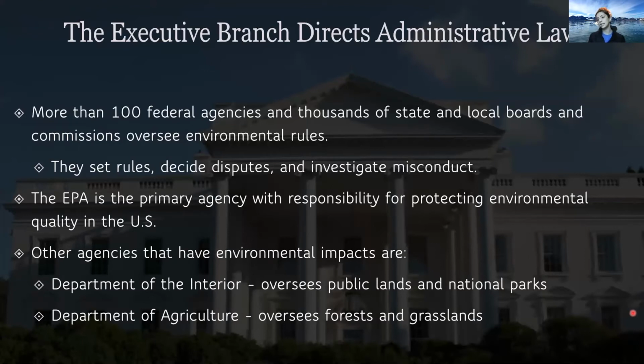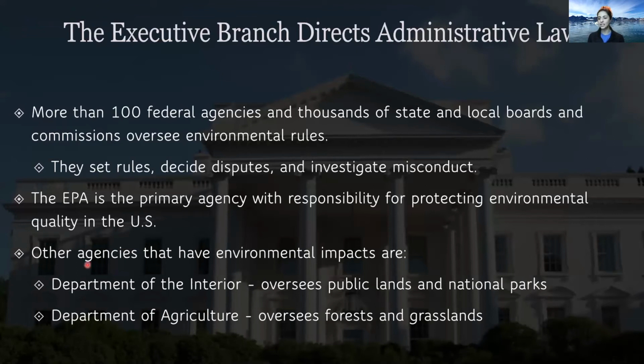We also, in addition to the EPA, have the Department of the Interior, and they oversee public lands and national parks. So when you drive into the Great Smoky Mountains National Park, you might see a little emblem that says Department of the Interior. And that is because the Great Smoky Mountains National Park is a national park and therefore under the jurisdiction of the Department of the Interior, which is part of the executive branch.